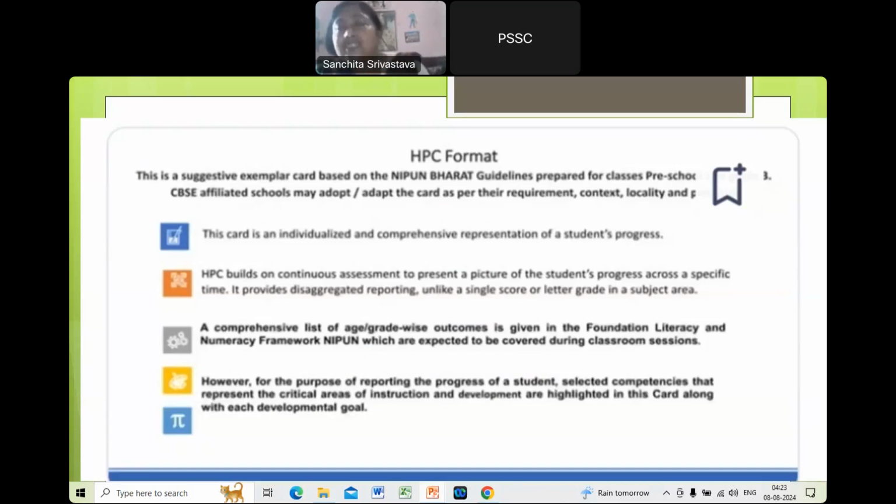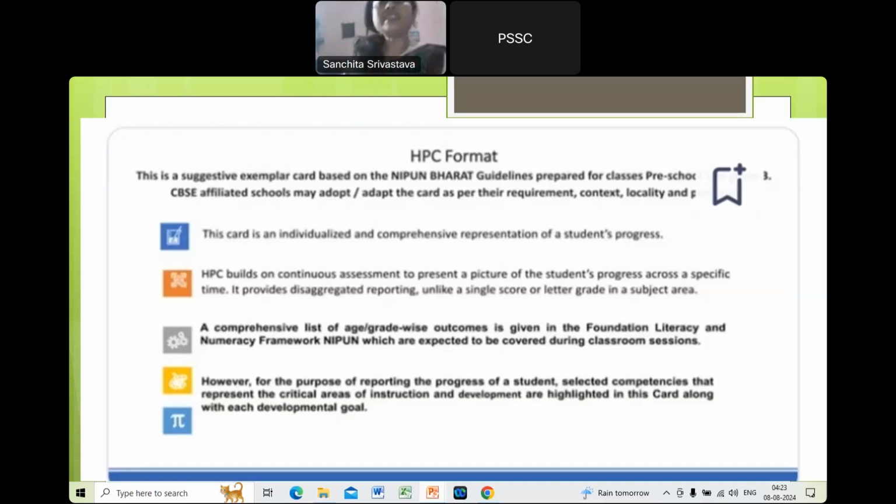Now we had this FLN and Nipun Bharat program. Very recently, when we were celebrating the 4th anniversary of the NEP, on the second day of Shiksha Saptah we had this FLN. Why was this given for all the schools to do? Again, we all were focusing towards this new HPC format.